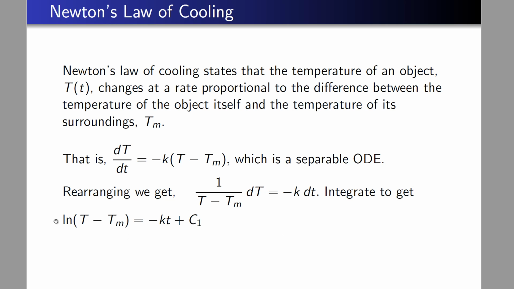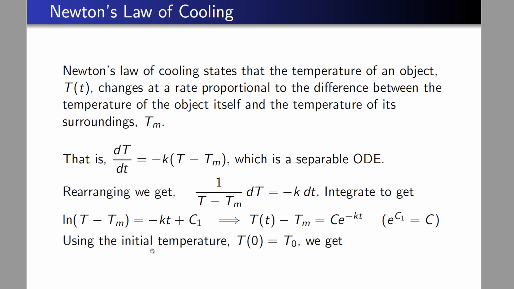Then natural log of T minus Tm. We are saying T is bigger than its surroundings. Decreasing means this is always positive, so I'm not writing the absolute value. Natural log equals negative kt plus C1. Exponentiate both sides. If we exponentiate, we get T minus Tm. Now I'm just saying T is a function of t. That was written just T there, but in fact T is a function of t, equals e raised to negative kt times e raised to C1, and e raised to C1 will just be C.